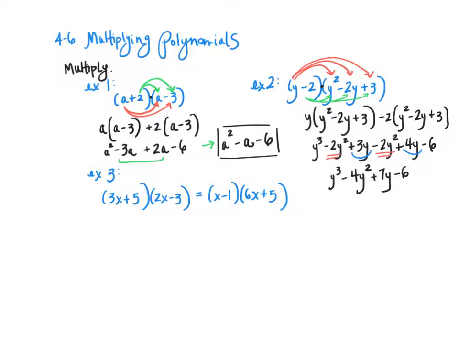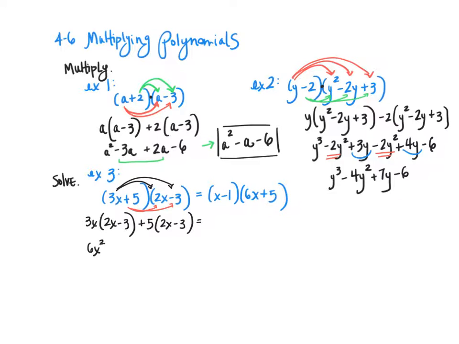Now in example 3, this should say solve. So I'm going to go ahead and write that, because this is an equation, so we can solve equations. We have a binomial times a binomial on the left. So I'm going to start by distributing that 3x to 2x minus 3. But then I also need to distribute that positive 5 to 2x minus 3. So I'm going to do that first.